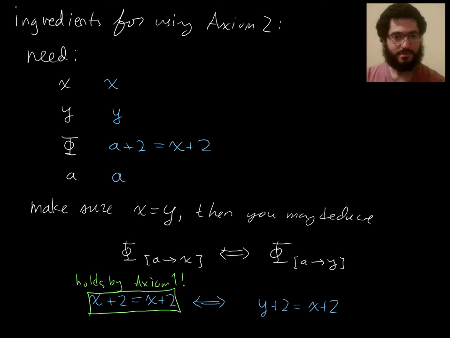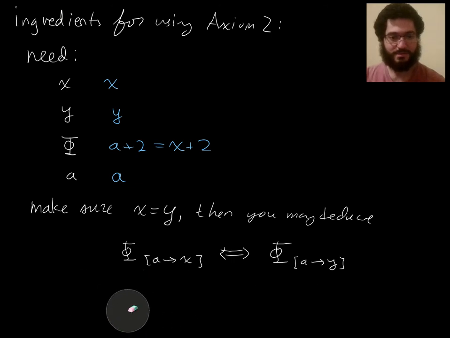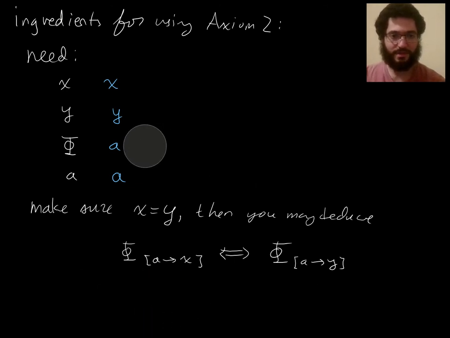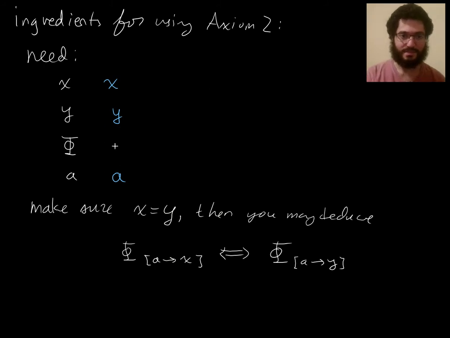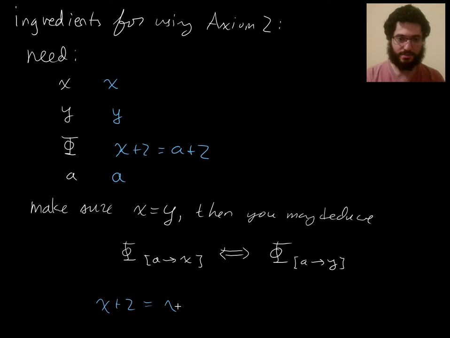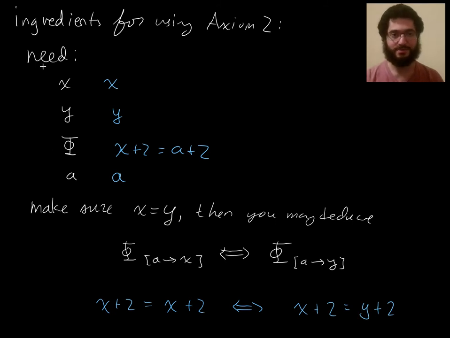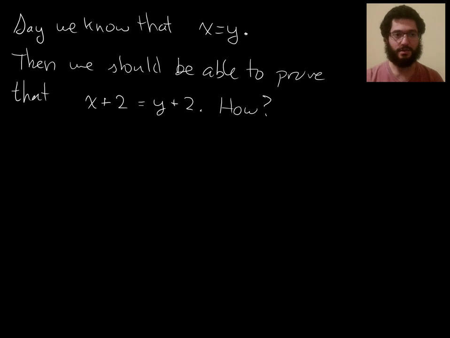Let me do it this way instead. Instead of a plus 2 equals x plus 2, let's base this on x plus 2 equals a plus 2, just to have a shorter argument. Then axiom 2 says x plus 2 equals x plus 2 if and only if x plus 2 equals y plus 2. And we in fact have x plus 2 equals x plus 2. So we can now formulate an argument like this.